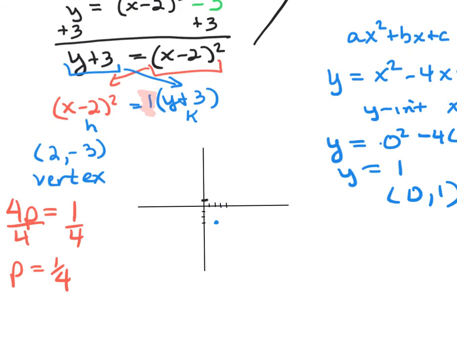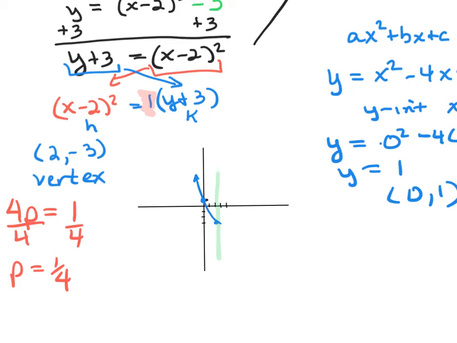And I'll put a point right here. I'm going to draw in my axis of symmetry. Remember, it's this imaginary line that goes through here. So far, I have the left side of my parabola. I'm going to use my axis of symmetry.